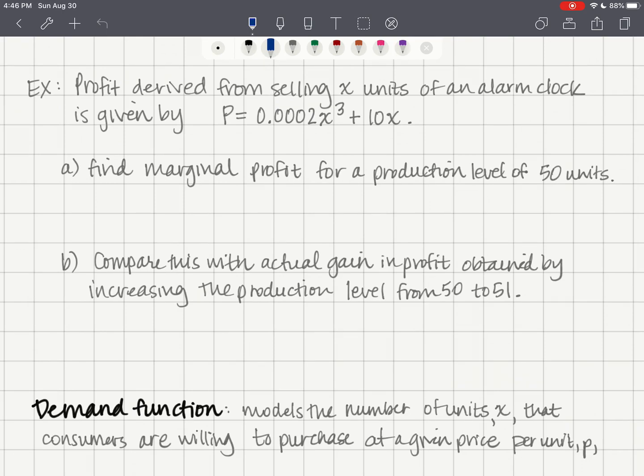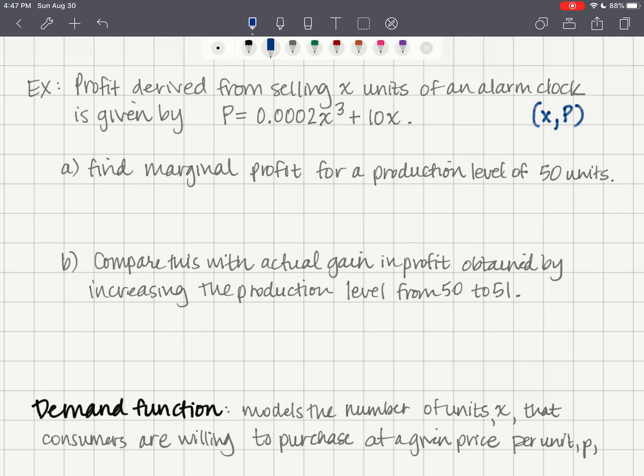Profit derived from selling x units of an alarm clock is given by this profit function. We want to find the marginal profit for a production level of 50 units. So I'll explain what this means. Let's figure out what it is, and then when we label our answer, hopefully it'll make sense what marginal profit is. So the profit derived from selling x units. So you put an x in and you're going to get your profit out. For a production level of 50 units.